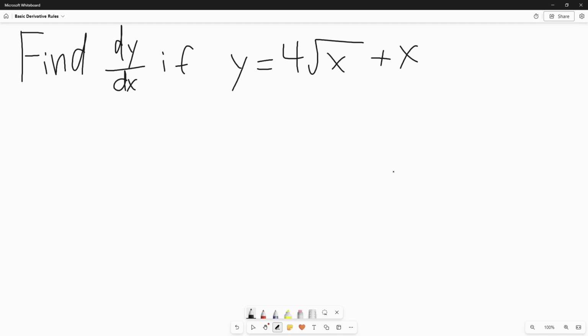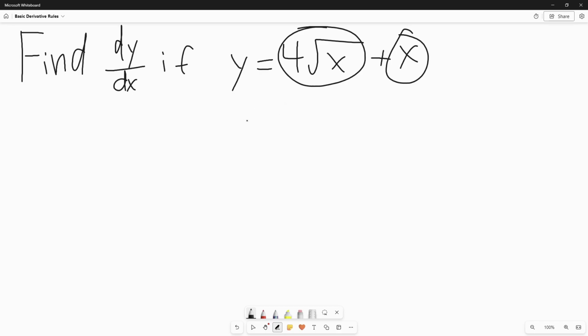Now for this one, we can use the rule we learned where we can isolate each term and find the derivative of each individually, then add them all up. So first, let's find the derivative of 4 times the square root of x. Well, we can see that 4 is being multiplied by a function of x, so we can ignore the 4, which is a constant, and focus on the square root of x for now.